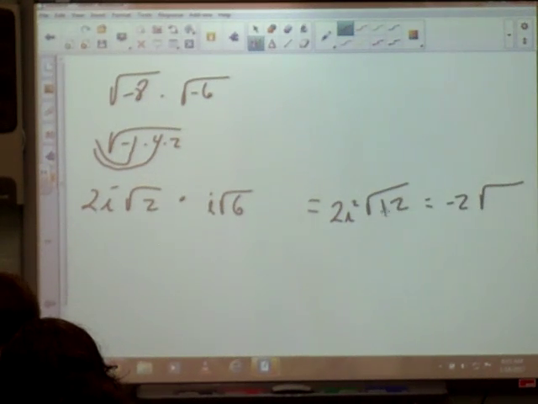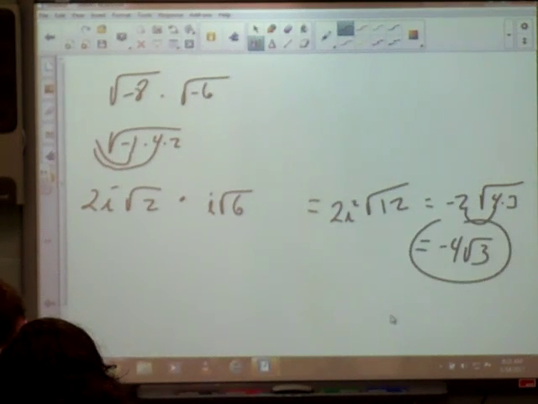What perfect square will go into 12? 4 times 3. Okay, square root of 4 is 2, so I'll bring that 2 out. There's already a -2 out there, so what do I do with them? Multiply. You got it. There you go.